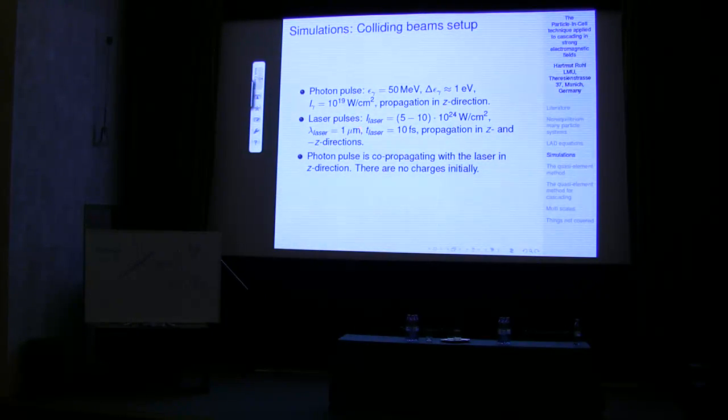And then I have two laser pulses that also move along the C axis, head on. One moves along the positive, and another one moves along the negative. So we have those two laser pulses plus the photon pulse, and the photon pulse is immersed into one of the laser pulses. It's immersed into the one that goes in the positive C direction.